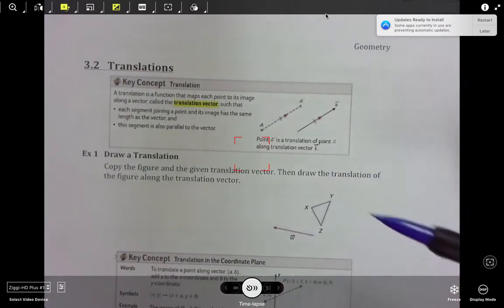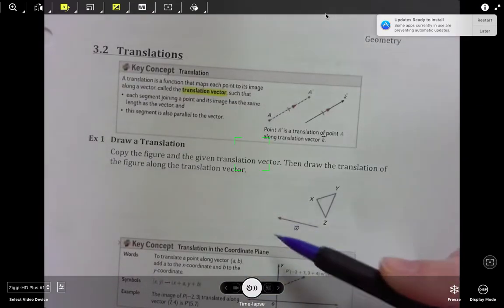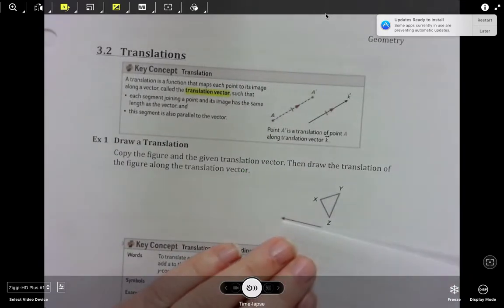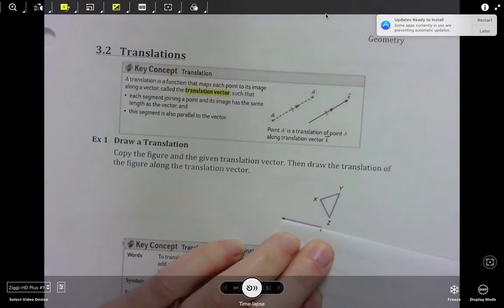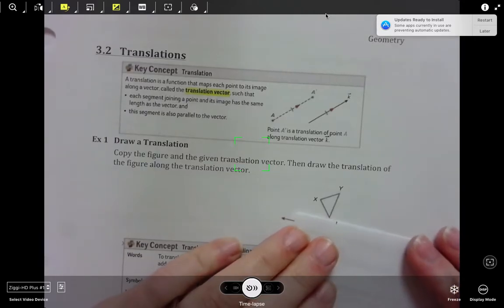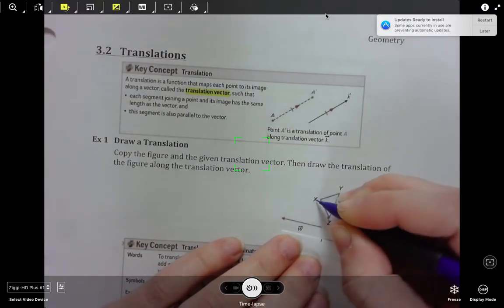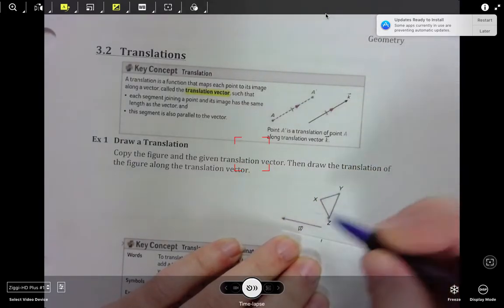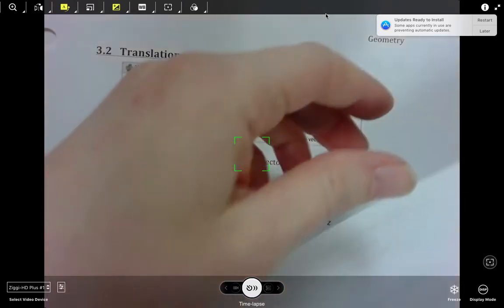Drawing a translation, they want us to take and slide this image across that vector. So what I'm going to do is this W here, I'm going to again use my note card, and this vector, I'm going to measure on my note card, is about that long. So I mark it on my note card here. And what I want to make sure and do is I want to slide Z, X, and Y up this direction because that's the direction my arrow is pointing, but I want to make sure I slide it the same distance as my vector.